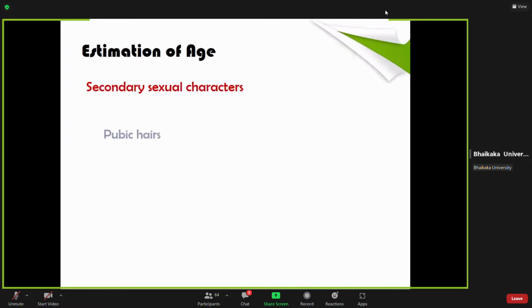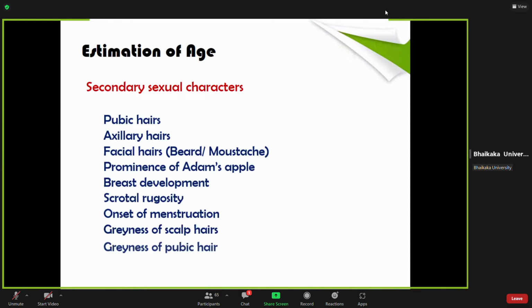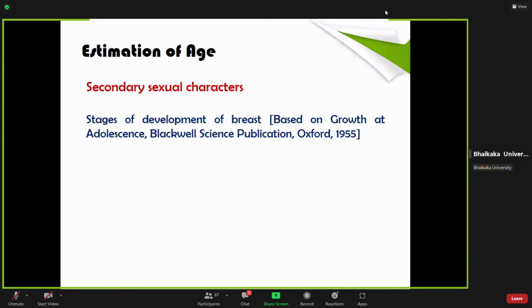Secondary sexual characters: appearance of pubic hair, appearance of axillary hair, facial hair in case of the male, prominence of Adam's apple in the male, breast development in female, menstruation, grayness of scalp hair, grayness of pubic hair, the arcus senilis, which is the ring-shaped grayish discoloration around the cornea. These are all the changes to look for, and they are seen at different ages. A table is given in the book, you can go through it.